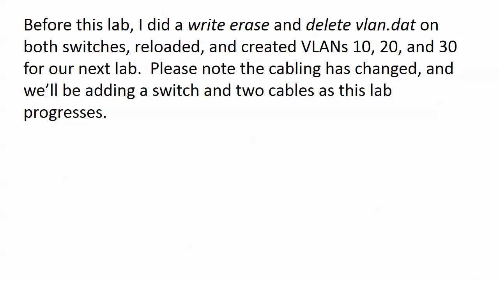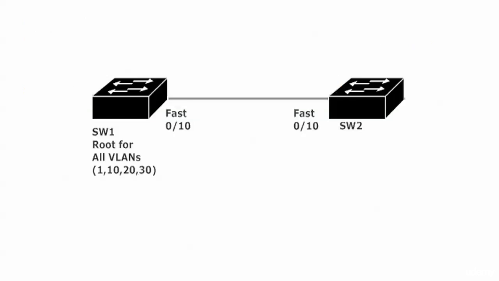And before this lab, I did a write erase and a delete vlan.dat on both switches involved, because we're going to start with 2 and work our way up to 3 switches in this lab. Reloaded them and created VLANs 10, 20, and 30 for this lab. And please note the cabling is changed from the previous one. And as I mentioned, we'll be adding a switch and a couple of cables as this lab progresses. But right now, it's as simple as it gets. Switch 1 and 2 are trunking over a cable connected to their respective FastEthernet 1/0 ports. And right now, switch 1 is the root for all VLANs, and that being 1, 10, 20, and 30.